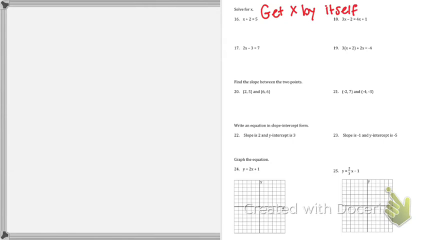Now, I'm not sure how you've been taught to show that you're solving an equation, but I like to draw a line straight down where my equal sign is every time. So, like on number 16, we have x plus 2 equals 5. Well, if I'm going to solve that equation, first thing I'm going to do is I am going to draw a line just like this so I can separate my sides, okay?